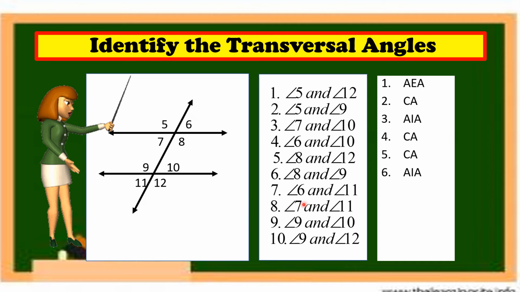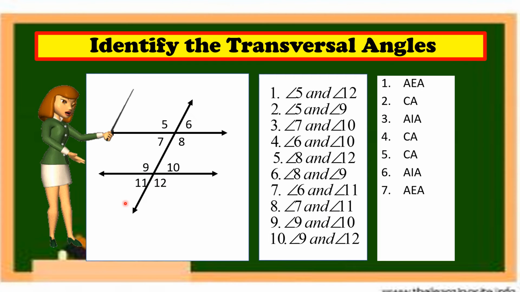So we have the next number, angle 6 and angle 11. Angle 6 and angle 11 are what? Alternate exterior angles. So we have number 8, angle 7 and 11.